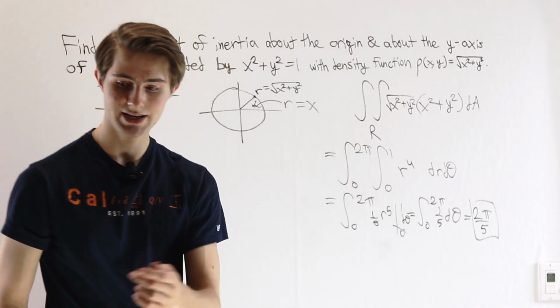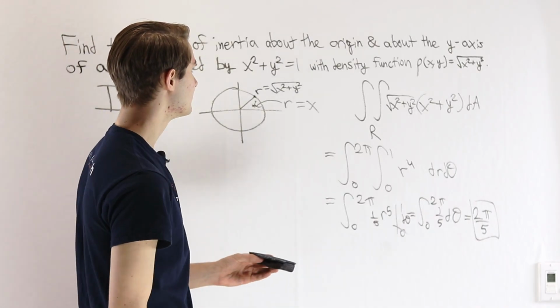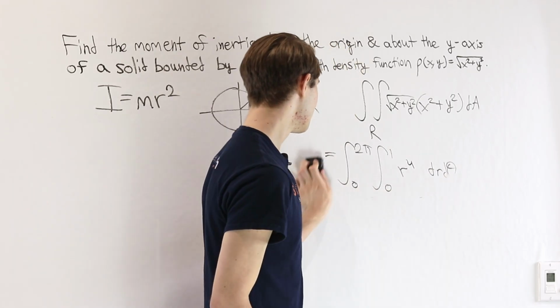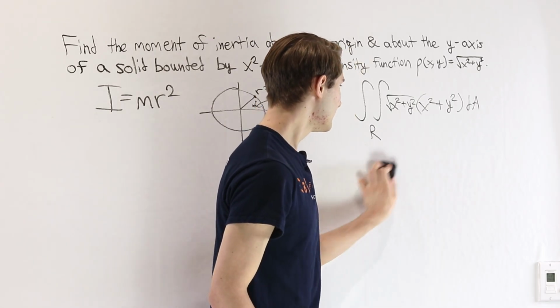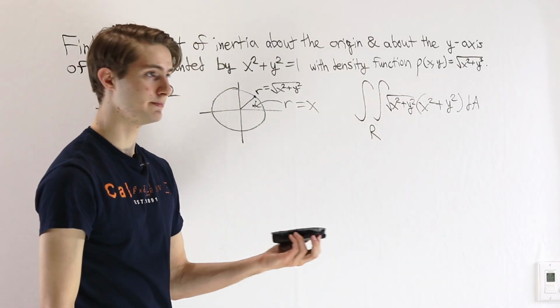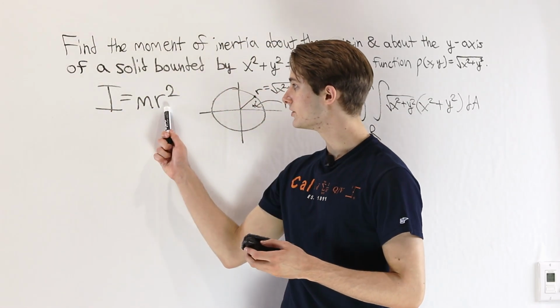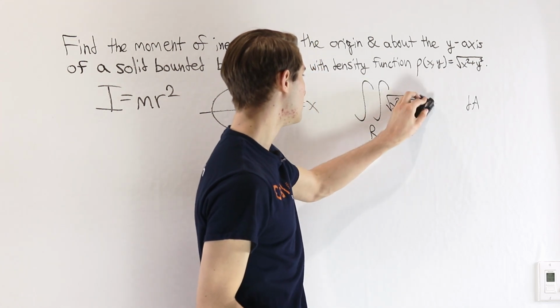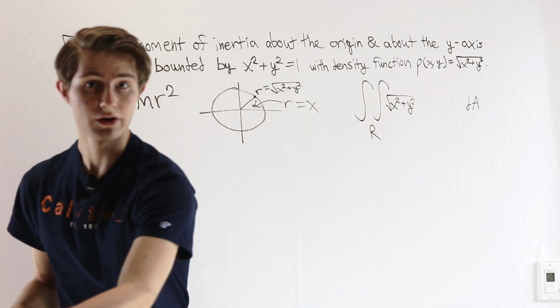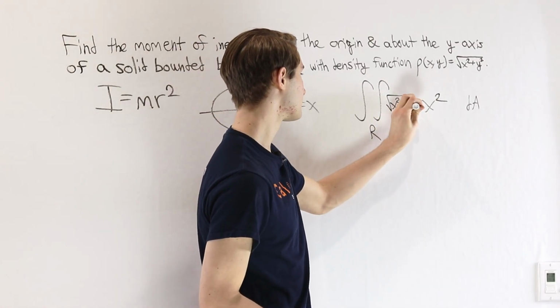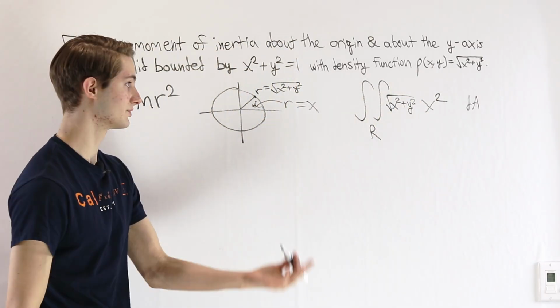But we're going to get a different answer if we do the moment of inertia about the y-axis. So let's see what that would look like instead. Rather than having x squared plus y squared multiplied by our density function, we have to look at a different idea of distance. Because we're rotating about the y-axis, y values are no longer relevant. So we're just going to be looking at x squared. That is our distance squared.